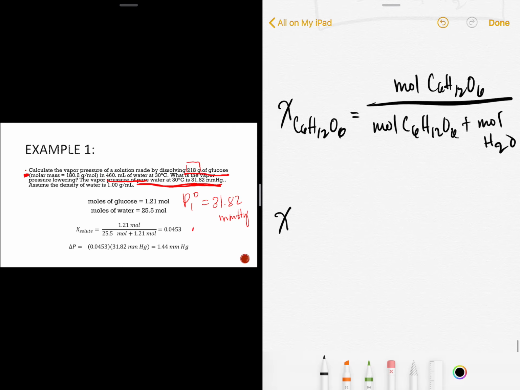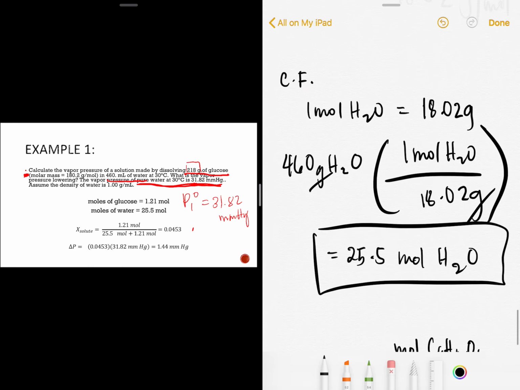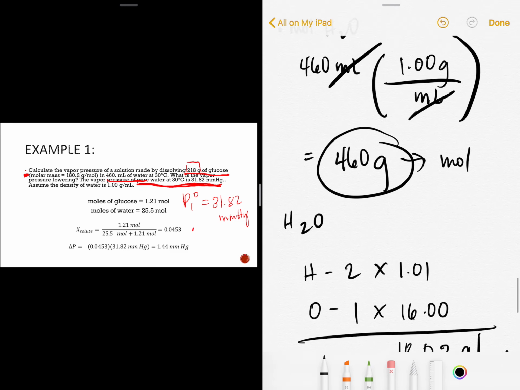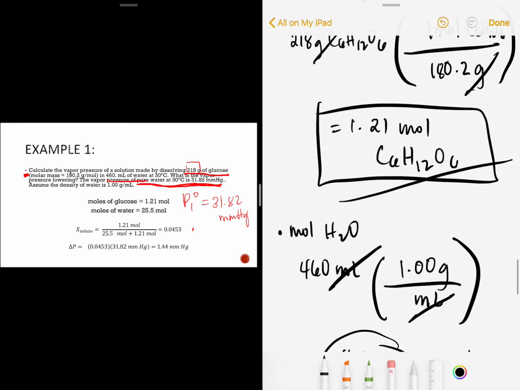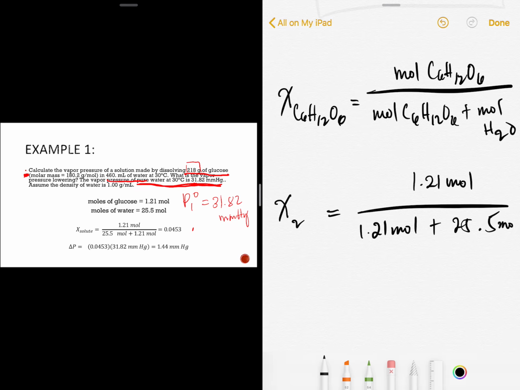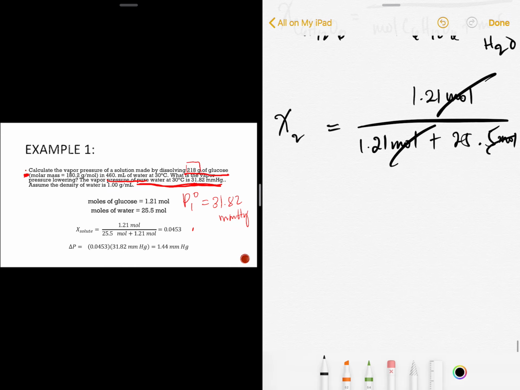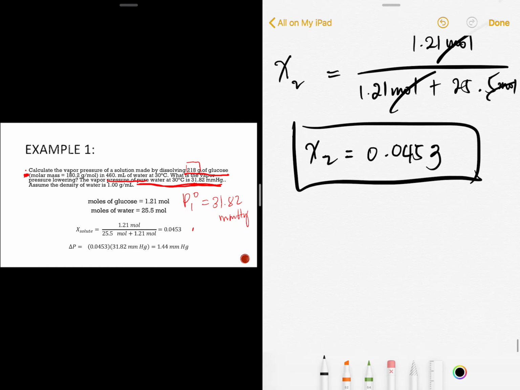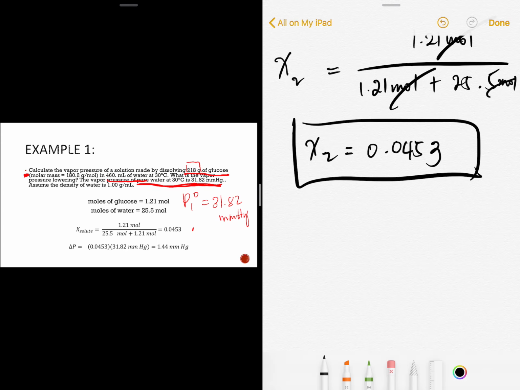So, now, substitute na natin. Ano yung mole ng ating glucose? What was the computed mole? It's 1.21 mole. So, here, 1.21 mole over 1.21 mole plus the mole of your water, 25.5 mole. Again, your mole fraction is unitless because all these moles will cancel. So, the mole fraction of your solute is 0.0453. Now, let's rewrite the formula for vapor pressure lowering.